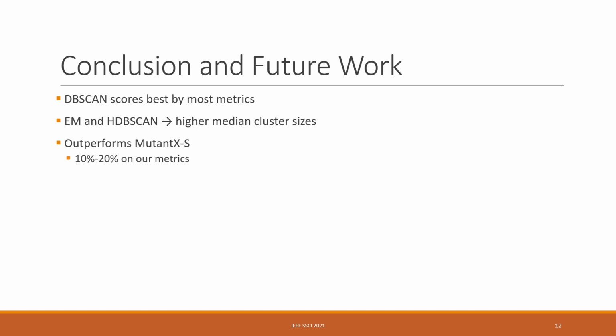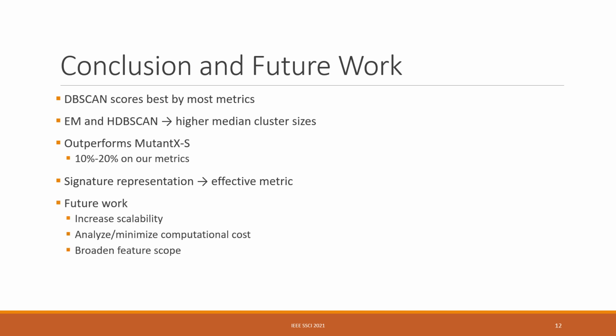Our top DBScan individual outperformed the top MutantXS individual by 10 to 20% on our metrics. And this top DBScan individual happened to be sorted by cluster representation, demonstrating the validity of our new metric. In the future, we will look to further increase scalability, analyze and look to minimize computational costs, and broaden our feature scope beyond function imports from the Ember dataset.